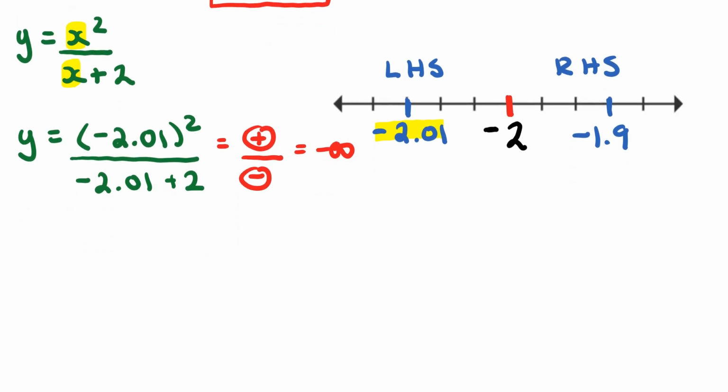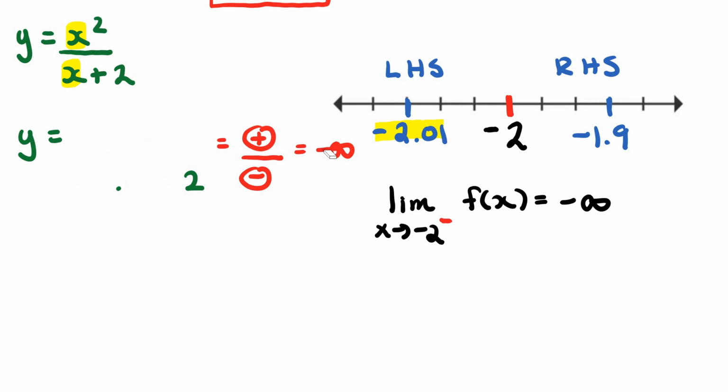And then what I'm going to do next is I will just write a limit statement here. So the limit, as x approaches negative 2 from the left-hand side of my function, right? So we have established that it's going to be negative infinity. Great. Let me erase this now.